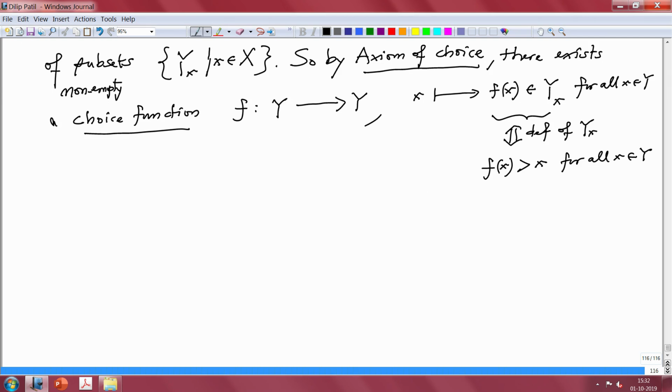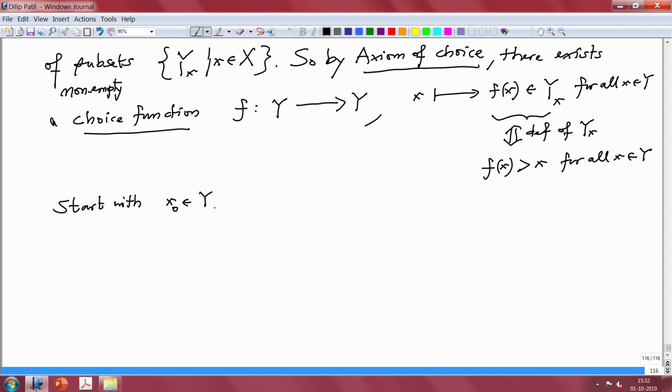So now let us look at the sequence. How do you look at the sequence? Start with an arbitrary element of Y. I will call it x naught in Y. Y is non-empty, therefore there is definitely one element.